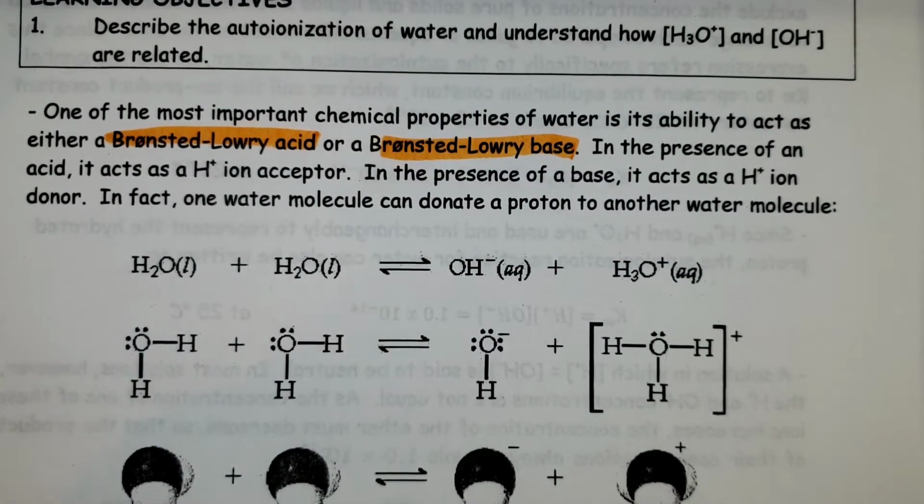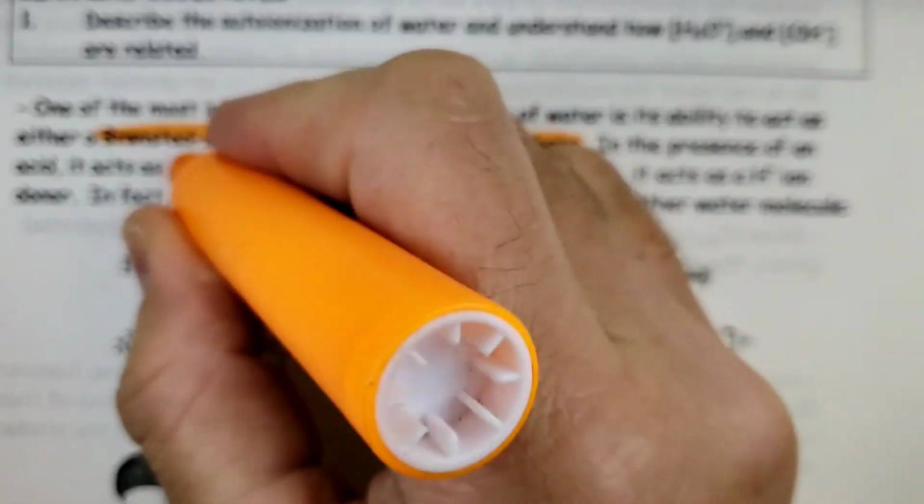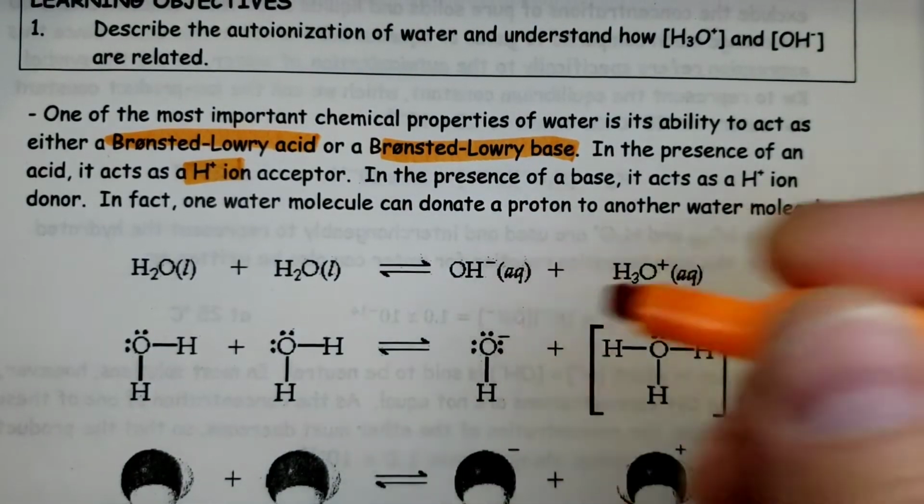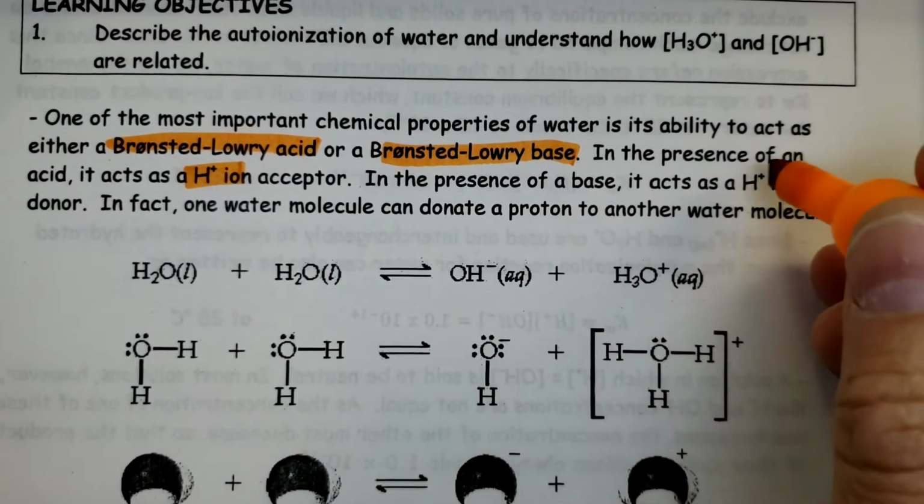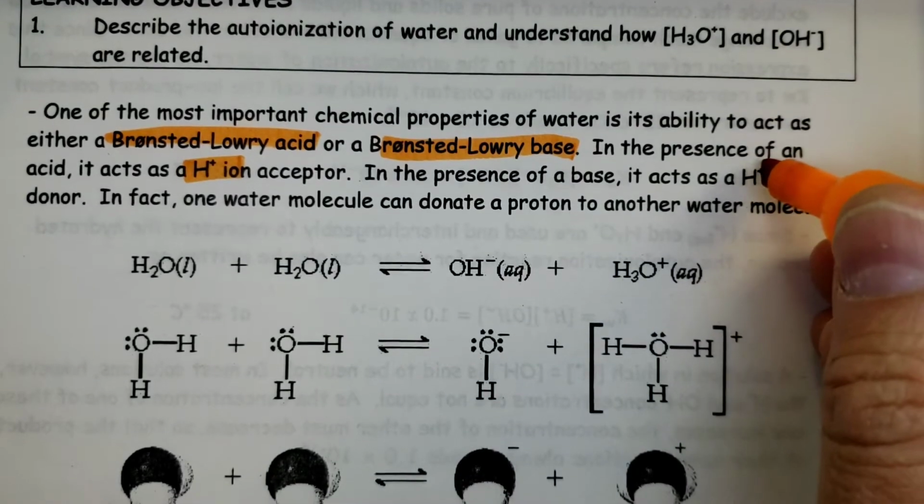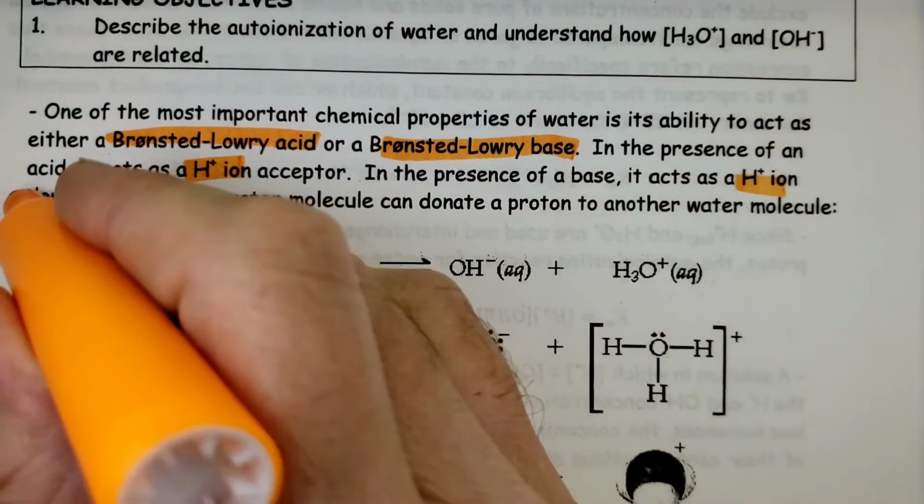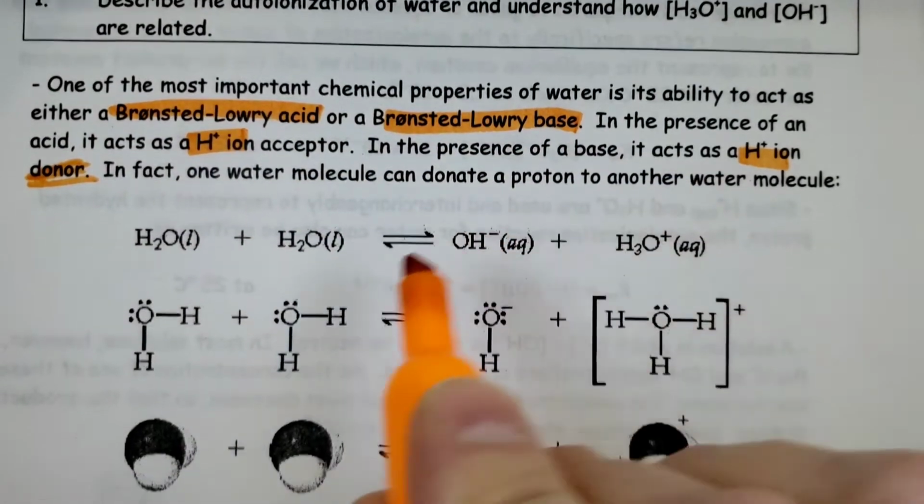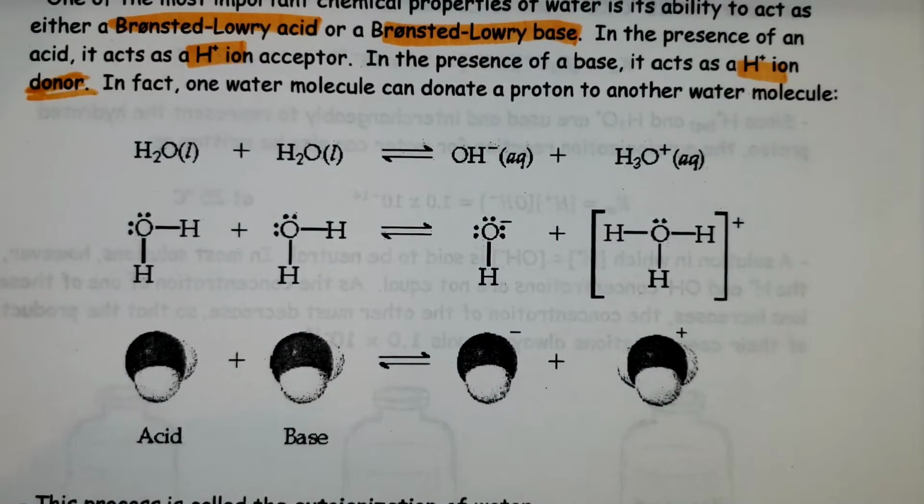So in the presence of an acid, water will tend to act as an H plus ion acceptor, more basic. In the presence of a base, water would act as an H plus donor, so it is more acidic than the base. In fact, one molecule can donate one proton to another one itself.